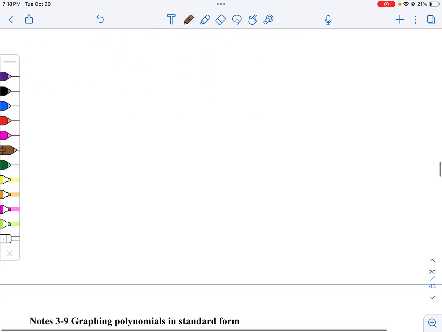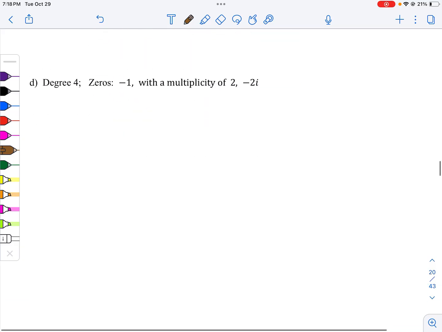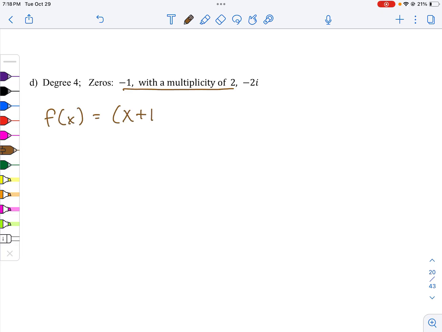All right, we're going to do one more, which is this one up here. Now it says we have 4, right? So there's 4. It says we have negative 1 with a multiplicity of 2. So what does multiplicity mean? Remember, if it's negative 1, we know the parenthesis is x plus 1, and we just have 2 of them. So there's 2 of the zeros.